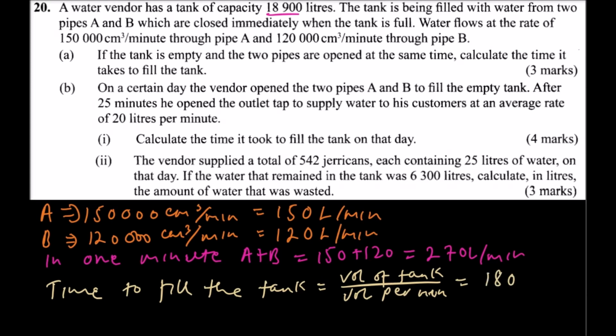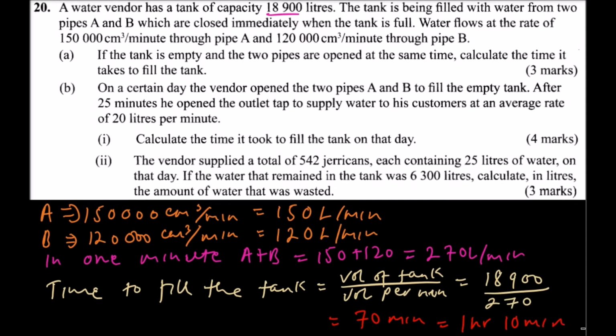18,900. We divide by the number of liters that the pipes supply in 1 minute. So this is going to give you 70 minutes, which is equal to 1 hour and 10 minutes. So that is part A.